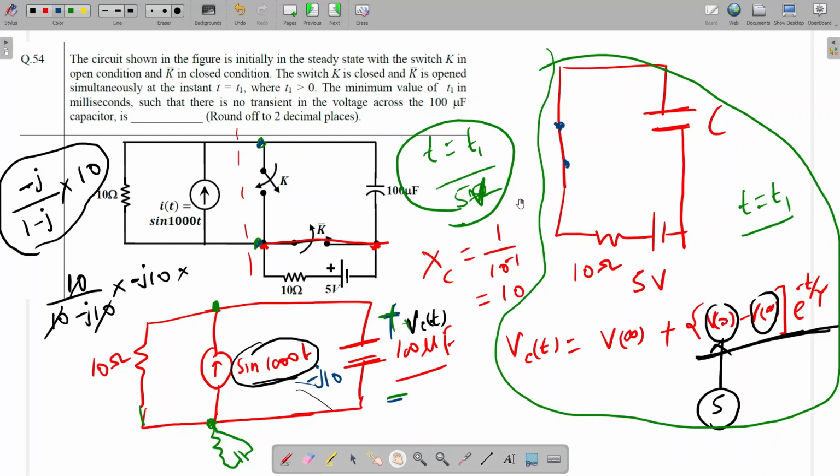See, this will be here. This one will be the source, and this will be connected like this. So what they are asking is that the circuit should be free from transient. So at T equal to 0 minus, some voltage is required on the capacitor. That voltage should be 5 volt.